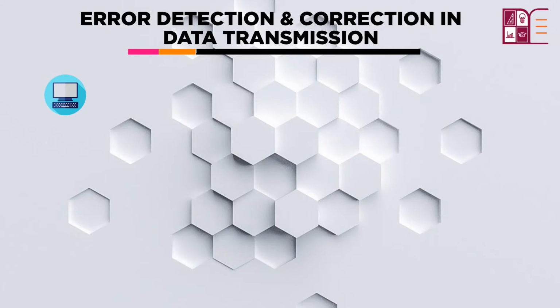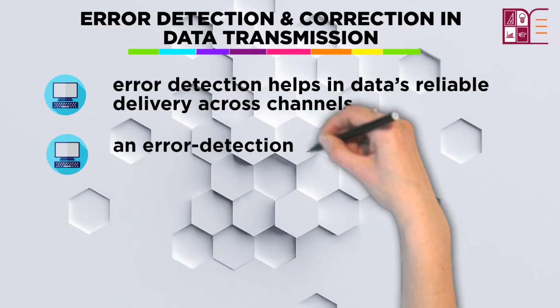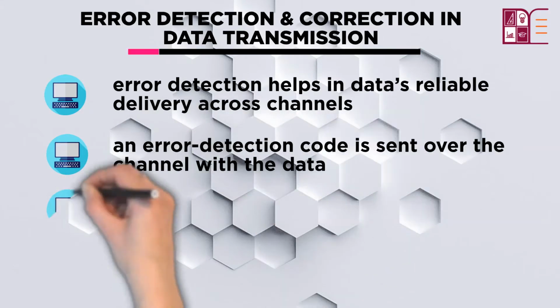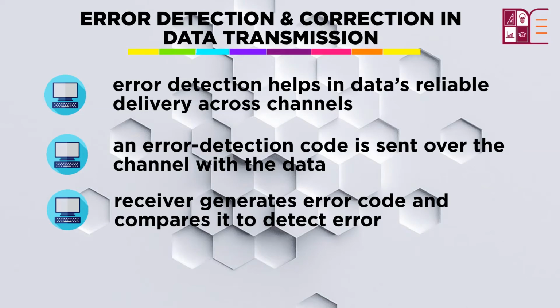In data transmission, during the transfer of data, noise and other impairments are introduced. The methods used for detection of these is known as error detection. Error detection helps in data's reliable delivery across channels. It also helps in reducing the undetected error probability, that is the transfer of incorrect frames.